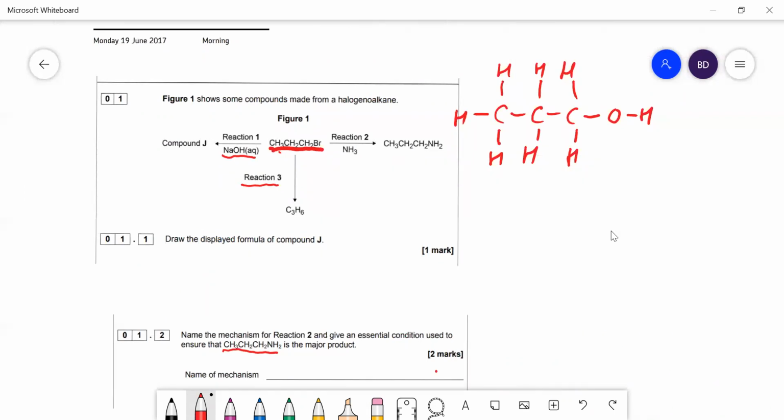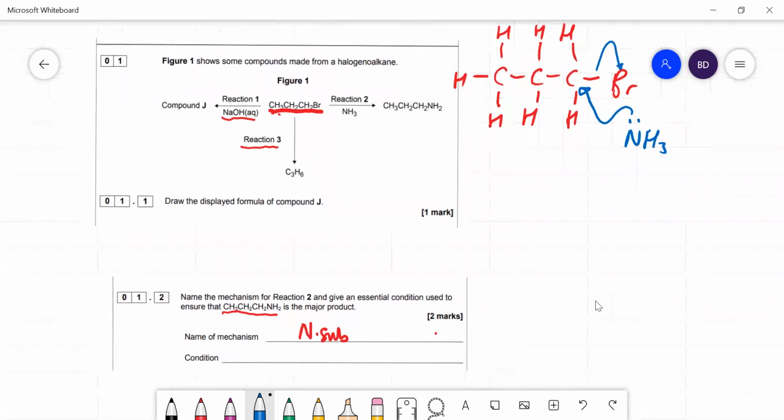Well, once again, it's going to be nucleophilic substitution. I'll just write that there. So here's your ammonia. So there's bromine there. And ammonia, the lone pair is going to attack that carbon there, and the bromine is going to fall off. Now, it says here, what condition must you use to ensure that you only get the primary amine? Well, you've got to use excess ammonia.